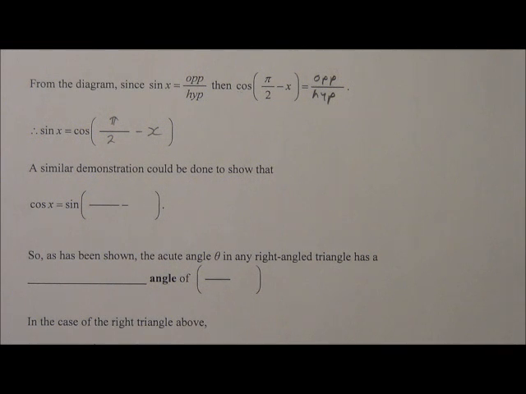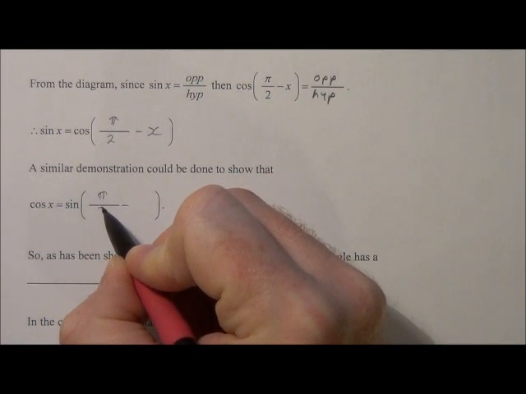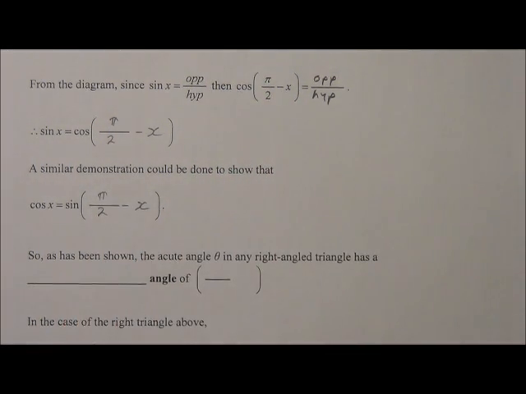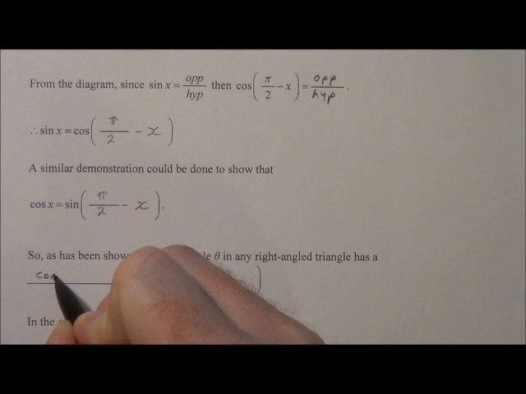And similarly, we could show that cos of x is sine of pi by 2 minus x. So that just shows that an acute angle theta in any right angle triangle has a complementary angle.